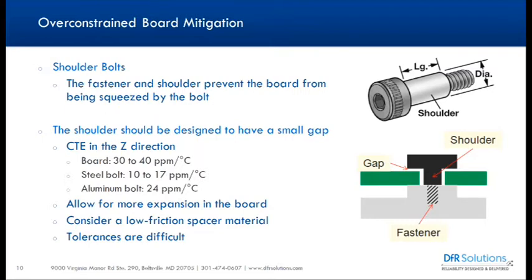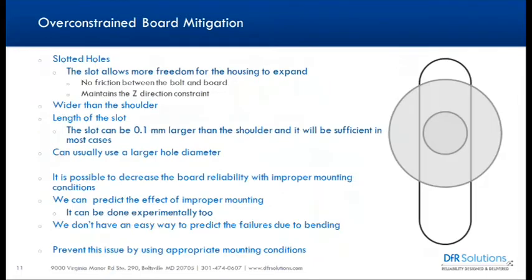So a shoulder bolt with a slightly smaller shoulder diameter than the inside hole diameter, and you want a small gap. You want to design it so it has a small gap between the bottom of the bolt head and the top of the board. Some people put nylon washers in there to even help the friction more. I don't think that's necessarily the best way to go because it's expensive and it's going to be hard to get a project manager to actually agree to it.